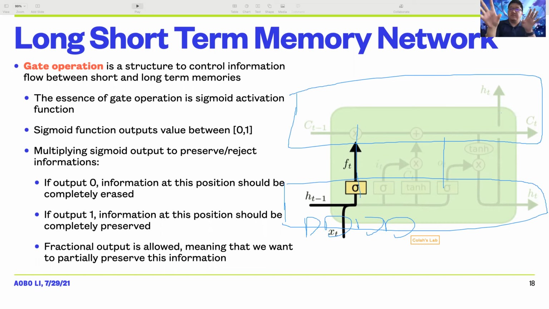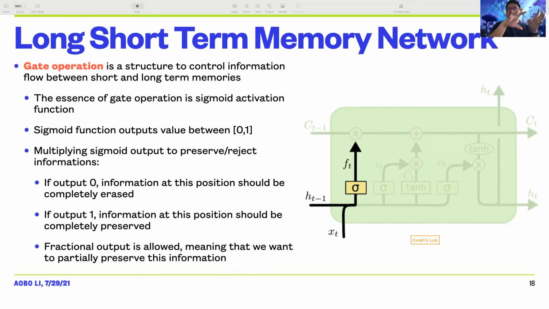Actually, Jane, I haven't gone there yet. Here I'm just talking about how gate operation can preserve or erase information. I haven't started talking about how we process each time sample yet. The point is that by multiplying the sigmoid output, or the gate information, to a certain vector, which at this point can be an arbitrary vector, we can decide we want to erase information if the sigmoid output is 0, or completely preserve the information if the sigmoid output is 1, because if you multiply 1 to something, it doesn't change it. If you multiply 0 to something, then it becomes 0.